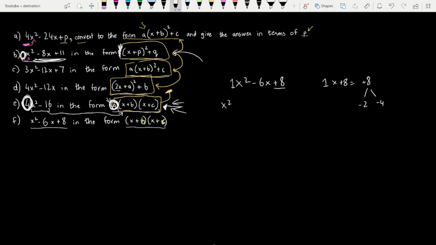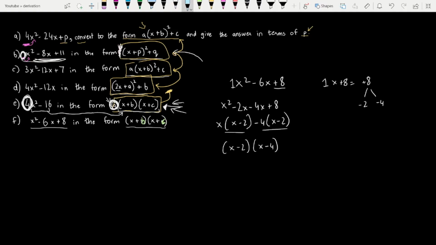So I'm going to write those two in place of that negative 6. This is just going to be negative 2x and negative 4x, positive 8. Just take the commons. This is going to be x minus 2. And then we're going to take the commons again. So this is going to be negative 4, x minus 2. And then we're going to take these two things common. And so we're going to be left with x minus 2 and x minus 4.